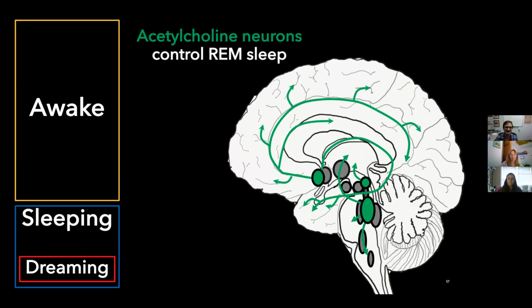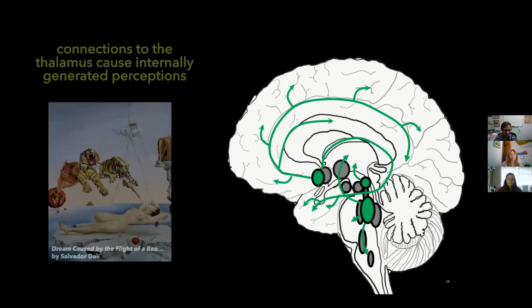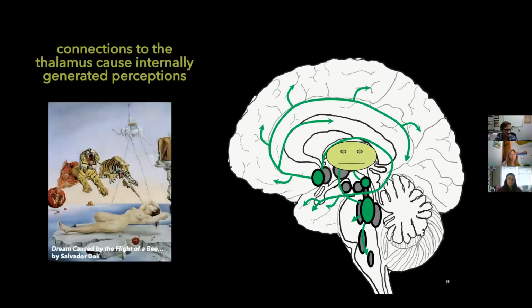We're going to turn on the acetylcholine light. And acetylcholine neurons in the brainstem are thought of as controlling REM sleep. And how are they producing dreams? Well, connections to the thalamus, which is in a meh state here, cause internally generated perceptions, meaning that the acetylcholine will be released in the thalamus, and the thalamus will just turn on random stuff, random memories, random fragments, and put all those random fragments together in some new way.